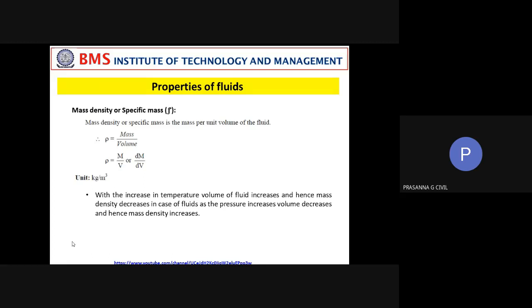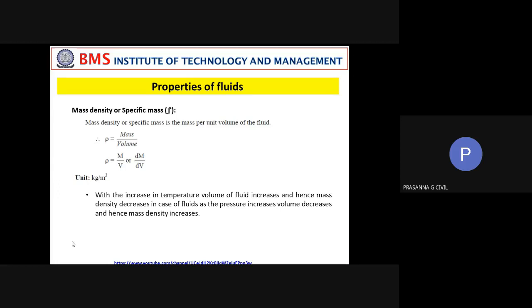So with the increase in temperature, volume of fluid increases. So volume is directly proportional to the temperature. So with the increase in temperature, the volume of fluid increases, and hence the mass density decreases, because you know it is mass by volume, and when the volume increases, the value of density will decrease in case of fluids. And as the pressure increases, volume decreases. So this is what I was telling you.